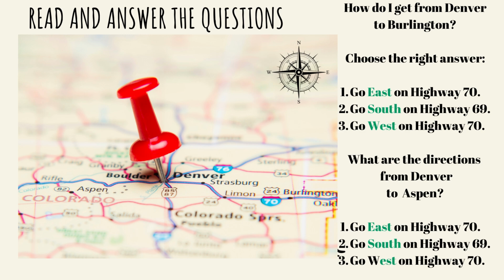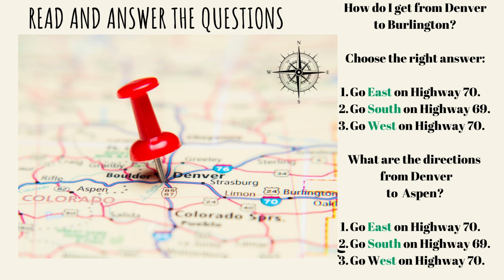What are the directions? Choose the right answer. What are the directions from Denver to Aspen? Aspen is a very posh mountain resort where people go to ski. What are the directions? Go east on Highway 70 from Denver. If you're in Denver, go south on Highway 69 or go west on Highway 70.